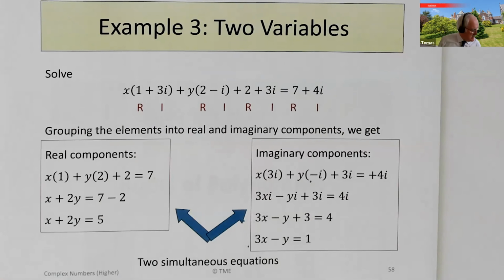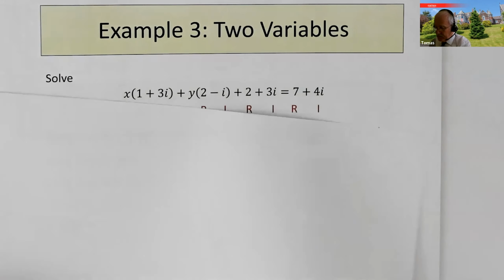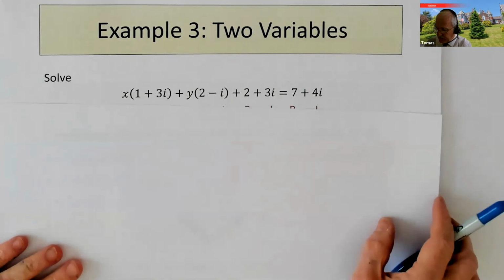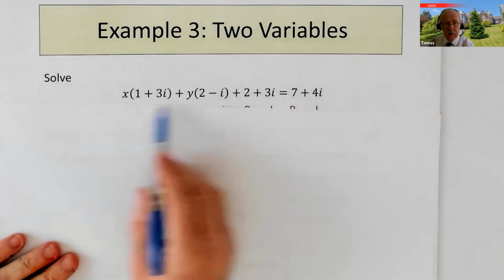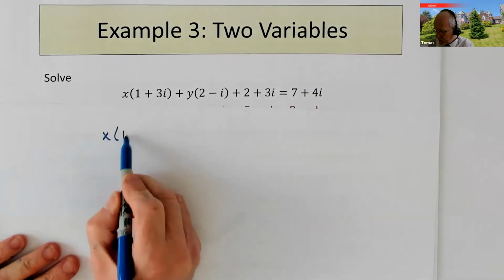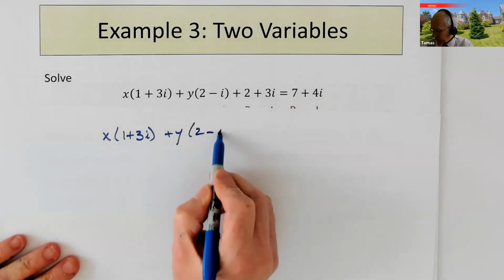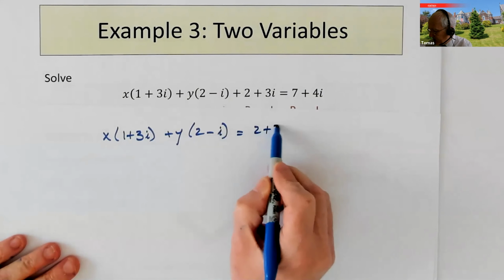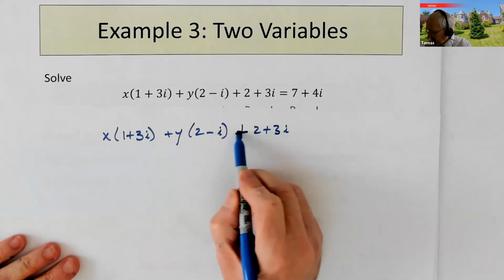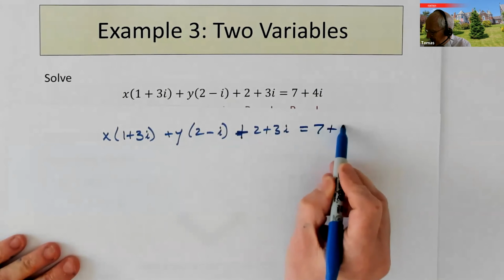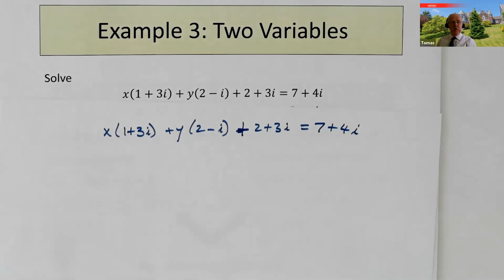How else can they make this complex number question integrate with other parts of the course? How can they do it? Well, here's a longer question. x into 1 plus 3i plus y into 2 minus i, plus 2 plus 3i, all of that equals 7 plus 4i. Well, there's a lot going on here.